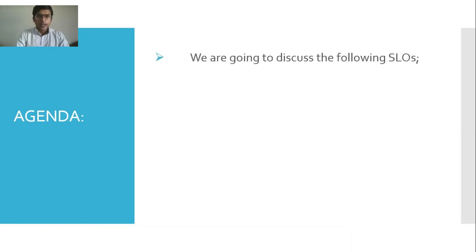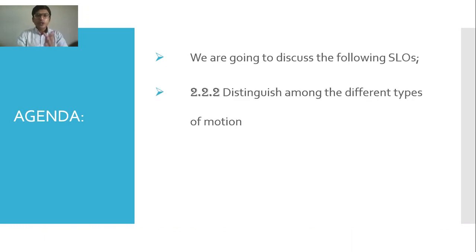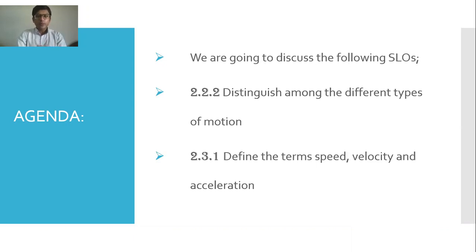So in this lecture video, what is the agenda or the topics that we are going to discuss? In this video, we are going to discuss the following SLOs. And what are the SLOs? Distinguish among the different types of motion and define the terms speed, velocity and acceleration. So in this video, we are going to discuss two SLOs. One is we have to distinguish among the different types of motion, and we have to define some terms like speed, velocity, acceleration, etc.